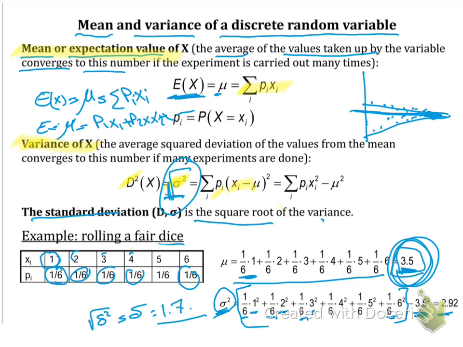1.7 in this case. I hope this clarifies the mean and variance of discrete random variables, because it is a little confusing compared with the previous traditional one for only a set of data without probability, which we covered in the previous video.